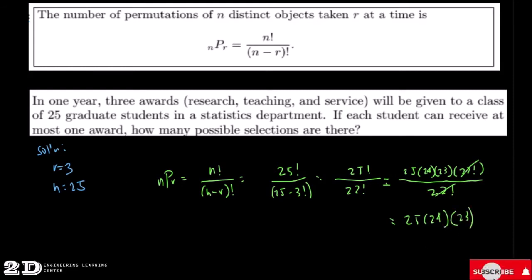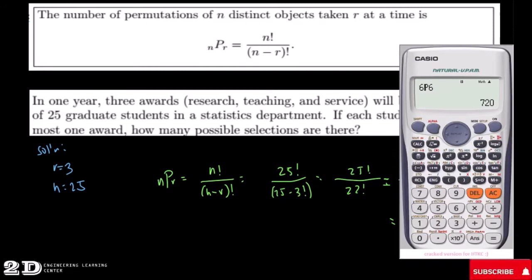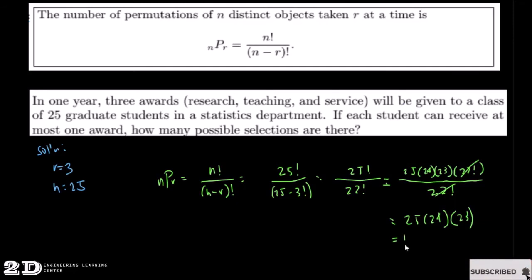Using our calculator, 25 times 24 times 23 is equal to 13,800. So our answer is 13,800 selections. We use selections because the problem states how many possible selections. So this is our answer.